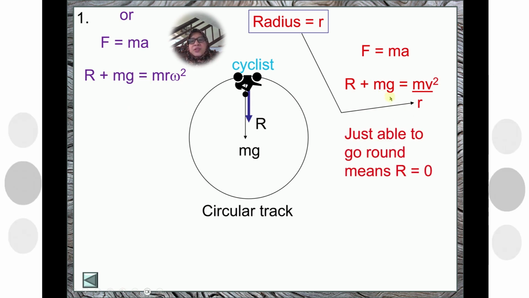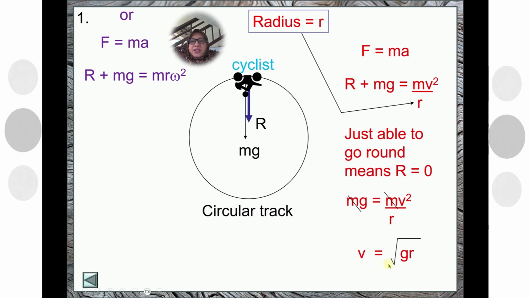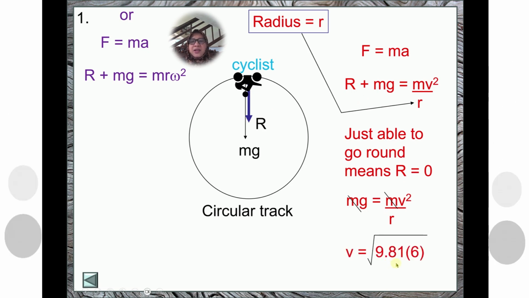If we use this one, for the motorcyclist to be able to go round, it means R equals 0. This is the hidden information we can get. Then we substitute into here, we get mg equals mv squared over R. Cancel the m and we get v equals the square root of gr. Substituting the radius 6 meter and g as 9.81, we get a speed of 7.67 meter per second.